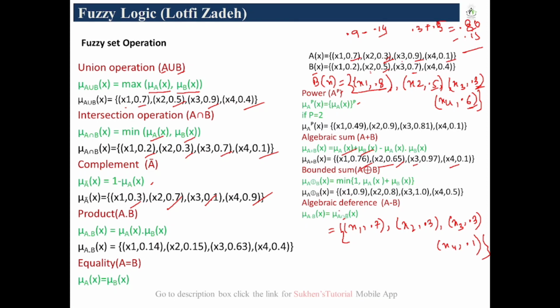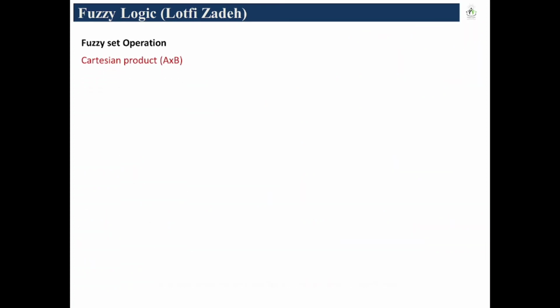So at first we find the complement of set B, that is 0.8, 0.5, 0.3, and perform the intersect operation between set A and the complement of set B. Intersection means the minimum of set A and set B. For x1 the minimum is 0.7, right? Then 0.3, 0.9 and 0.3, this is 0.3, and so on. In this way we find the algebraic difference. Okay, next fuzzy set operation, the last one, is Cartesian product.